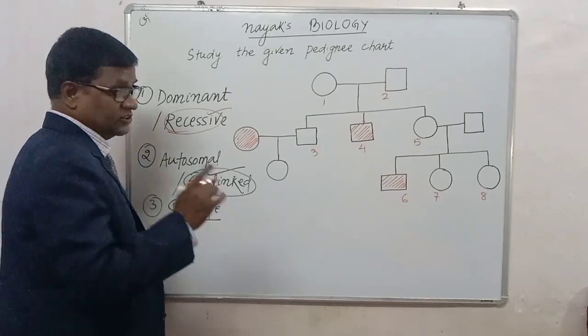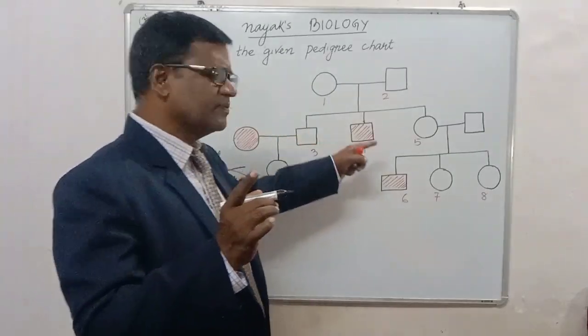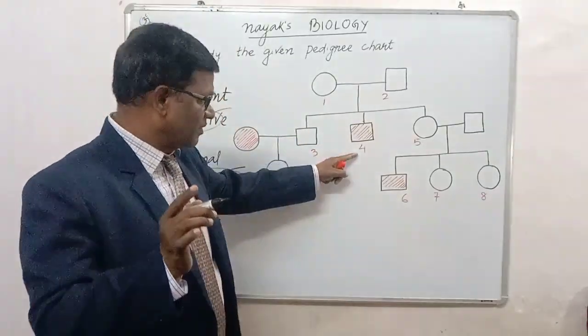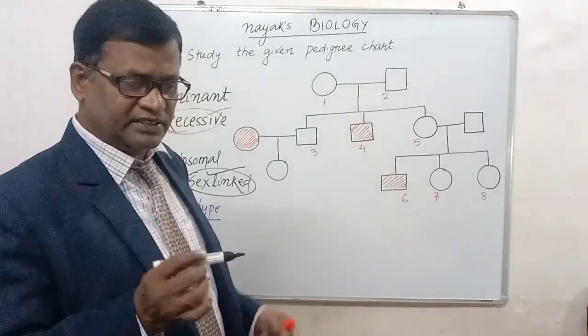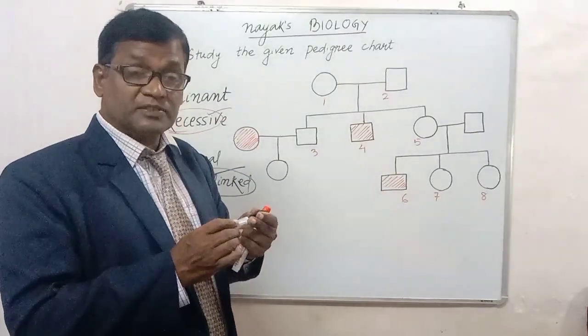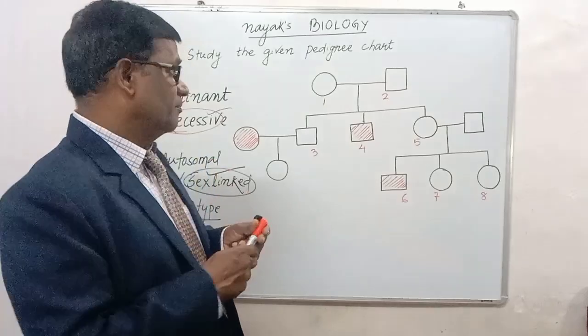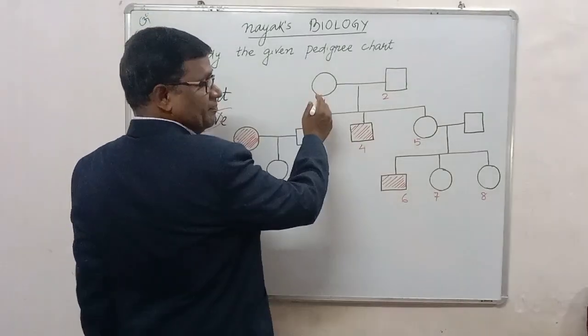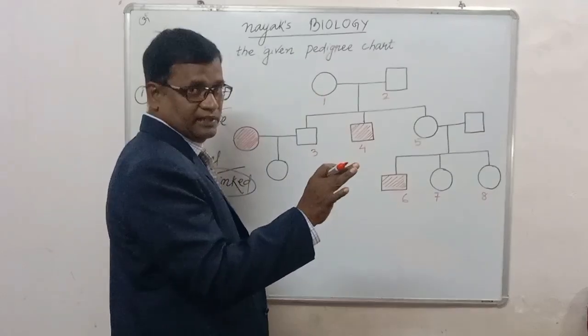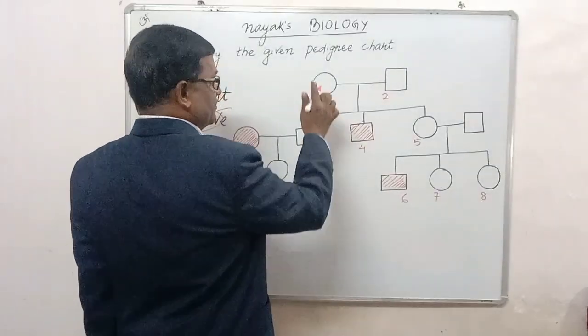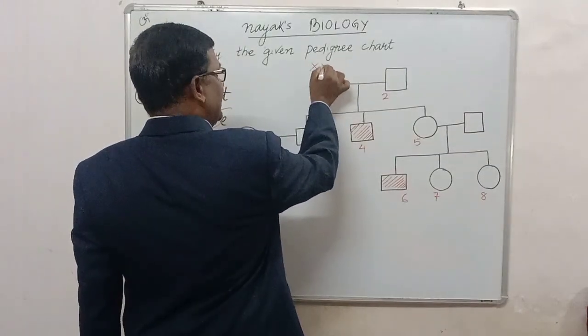Now we will study the genotype, because any genotype may be asked in the exam. Maybe number 4, number 5, number 6, number 7, any genotype can be asked in the exam. That's why you must be very particular about the genotype. First, this mother gives rise to a hemophilic son. That means, definitely, what you studied in the last problem, the mother is a carrier.